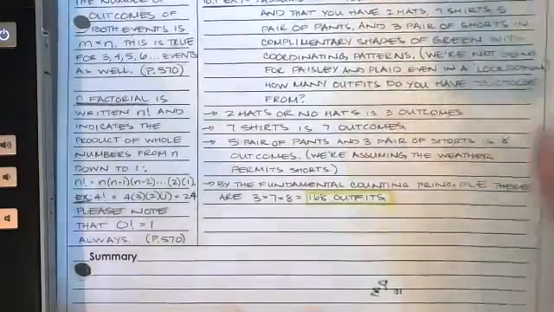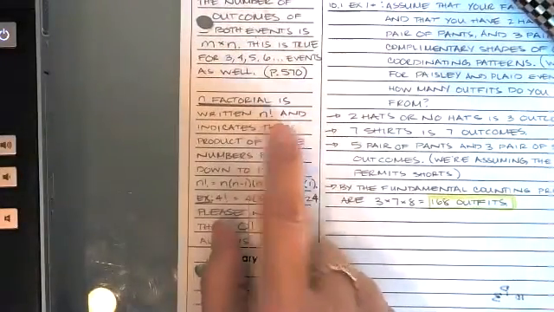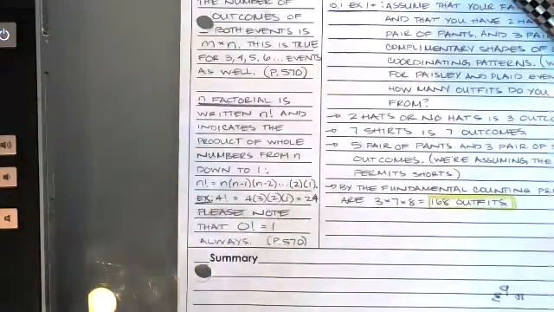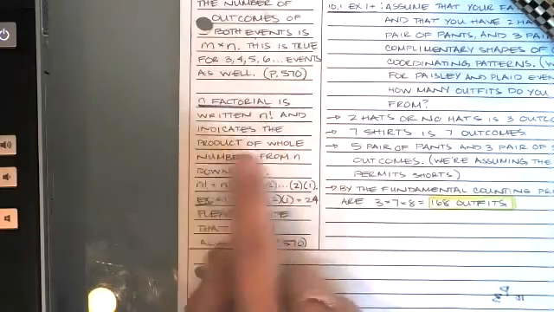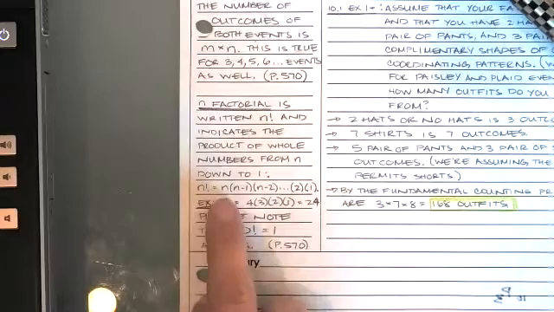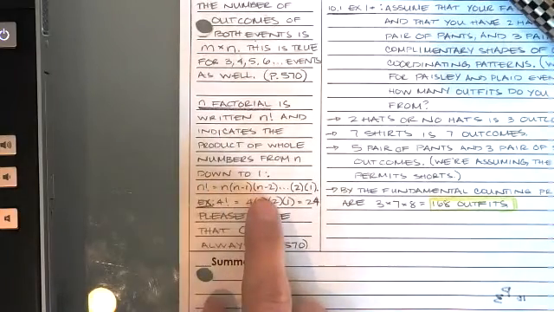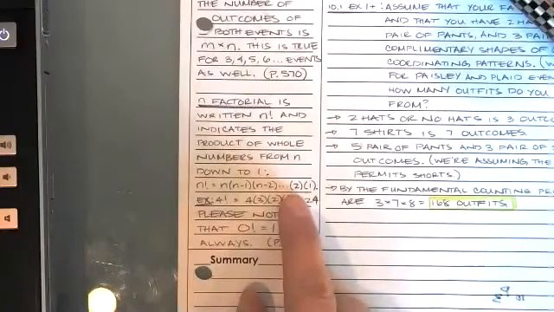All right. So n factorial is written n exclamation point, and it indicates the product of whole numbers. So n has to be a whole number. There won't be any fractions or decimals here. It's either 7, not 7.2. That's not a thing. So whole numbers from n down to 1. So n factorial equals n times n minus 1 times n minus 2 times n minus 3 and n minus 4, all the way down until the n is exhausted.